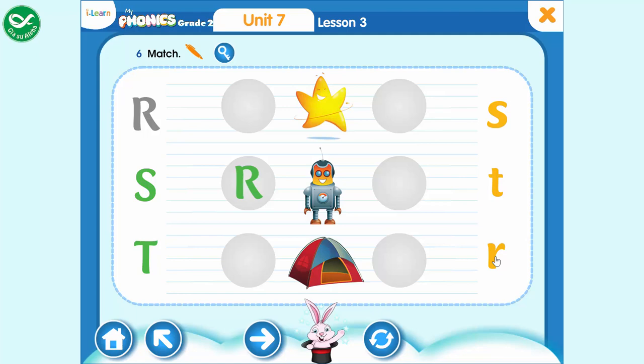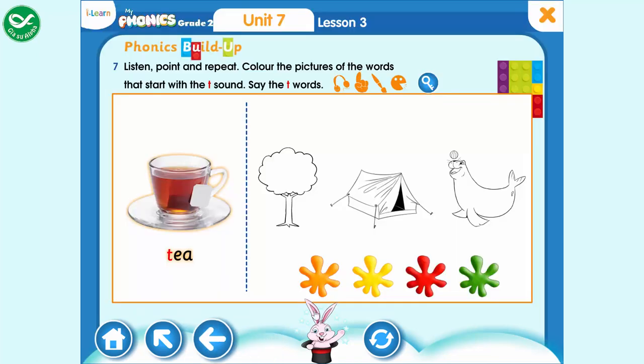Star. Tent. Star. Tent. Robot. Tree. Tent.